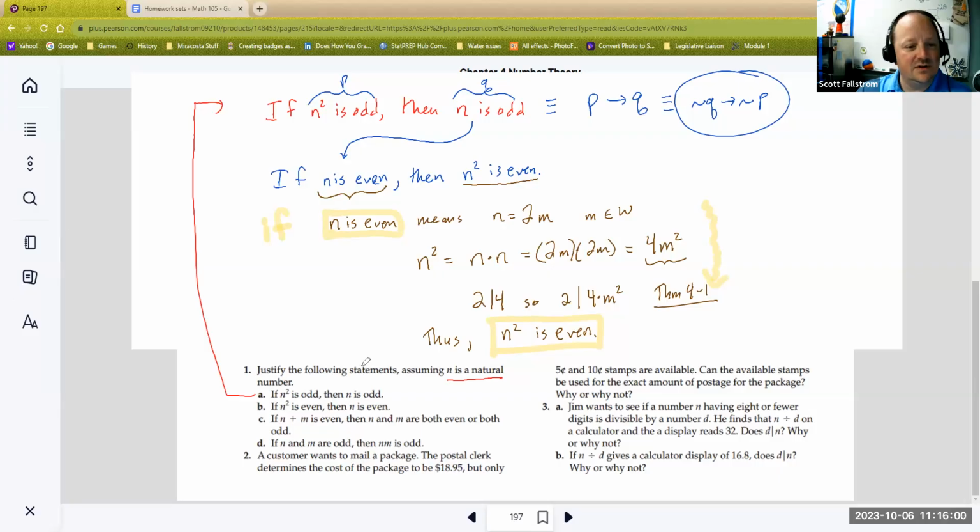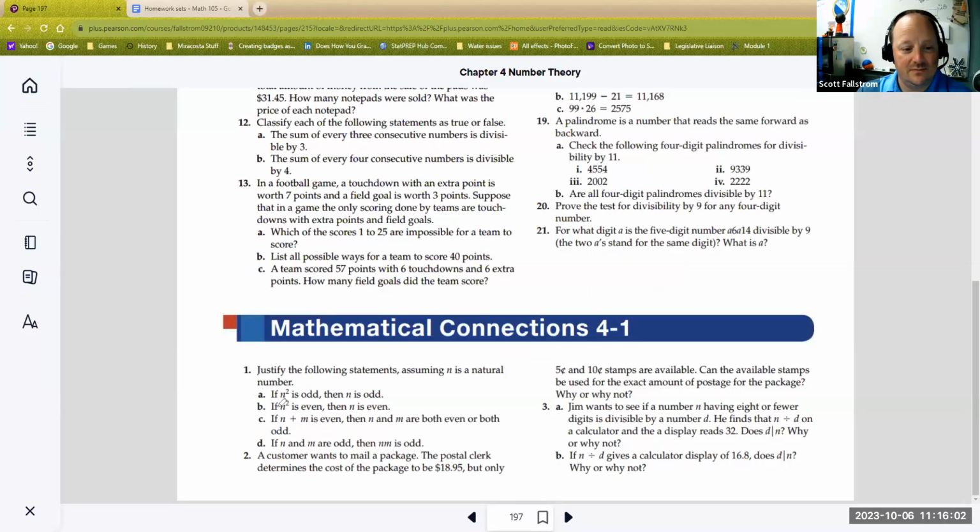Now, all of these statements are true. They're asking you to justify them. So take a look at the next one. If n squared is even, then n is even. Again, maybe that would be a tough one to start with. Try writing the contrapositive instead of trying to prove that one directly.